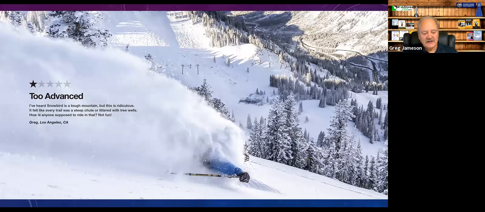This is funny. In my opinion, for anybody that's a skier out there, you would get a kick out of this. This is actually Snowbird turning a negative review into a positive. They made this an ad because Snowbird is noted for being a really tough mountain. And so when this guy wrote this 1-star review saying that the mountain was too hard and that this is ridiculous, he felt like every trail was a steep chute that was littered with tree wells. How's anybody ever supposed to ride in that? It's no fun. Like I said, Snowbird basically turned that around into a positive. You do want to take any of your negative reviews and somehow either spin them into a positive or reach out to people that might leave you a negative review and try to mitigate that.